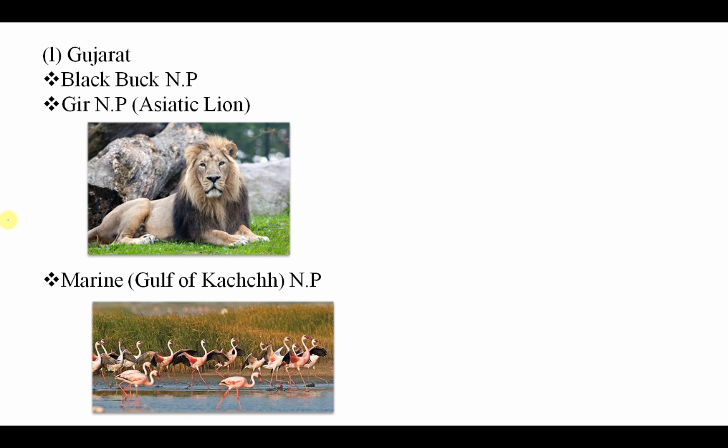Now Gujarat. Everybody knows about these two national parks, that is Blackbuck and Gir Forest. Gir National Park is famous for Asiatic lions, and Blackbuck National Park is famous for blackbuck.